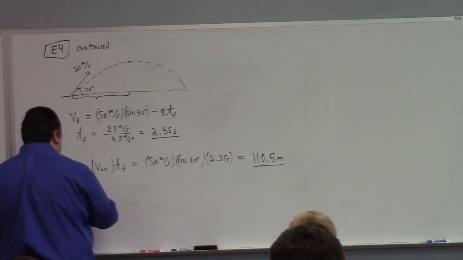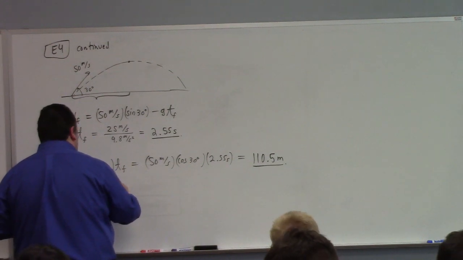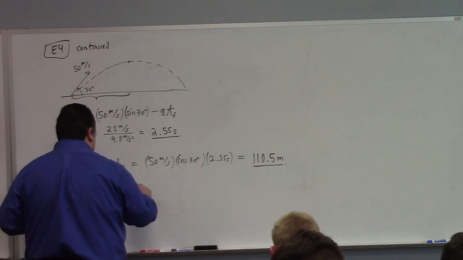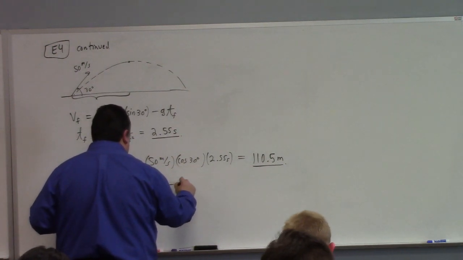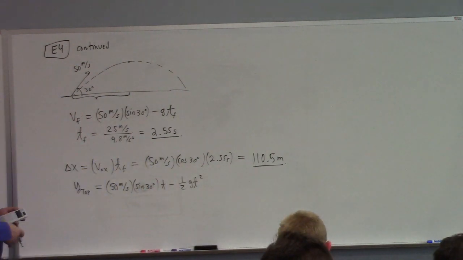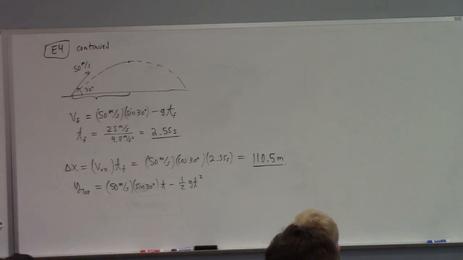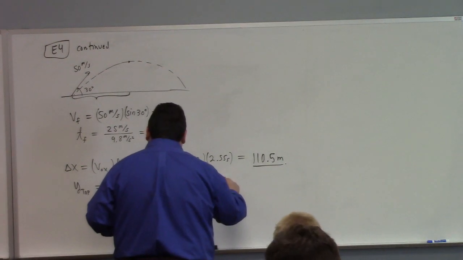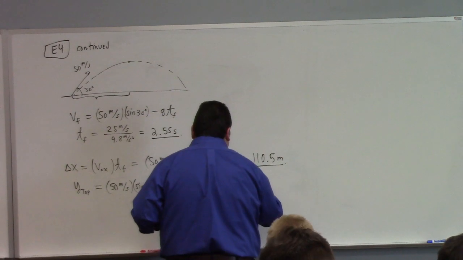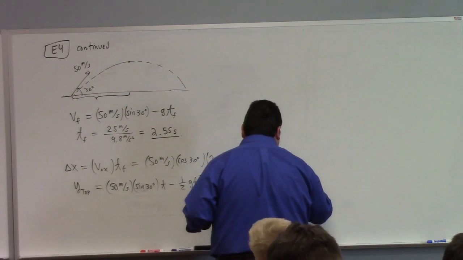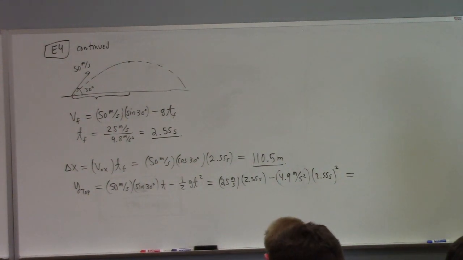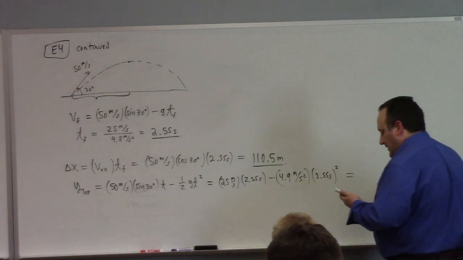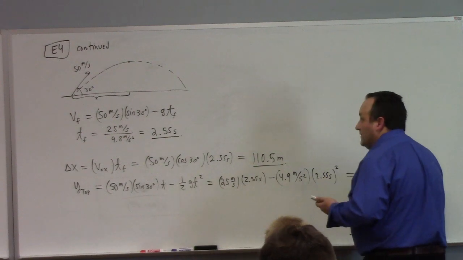All right, so what's Y at the top? Y at the top would be 50 meters per second times the sine of 30, right? That times time minus 1/2 GT squared. Of course, you could use the formula for the maximum height if you wanted, but since I already figured out the time, I might as well just do it this way. So we've got 25 meters per second times 2.55 seconds, roughly, minus 4.9 meters per second squared times 2.55 seconds quantity squared. That gives me 31.89. Probably the last digit's not significant there, but there we go.